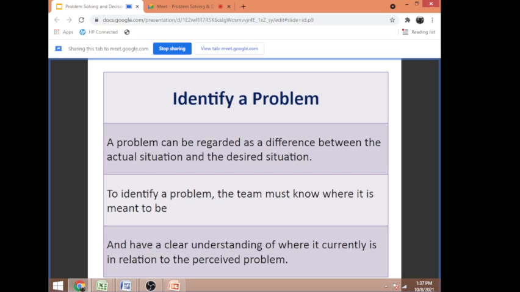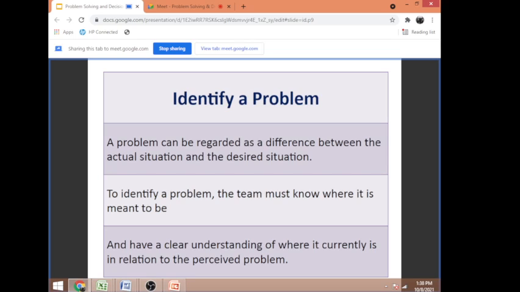Desired situation. We have a problem today, and we have to solve the problem for tomorrow. You have a current situation and a future situation, or current state and future state. Okay, just like a manager who has a vision. To identify a problem, the team must know where it is meant to be and have a clear understanding of where it is currently in relation to the perceived problem. Where is it going? Is it going to be a big problem?